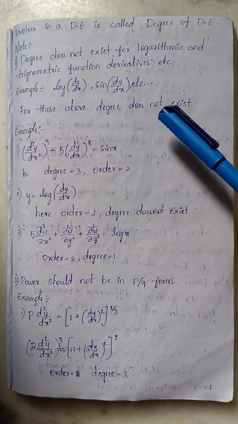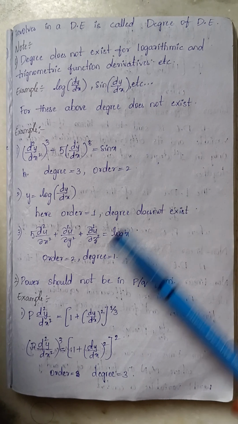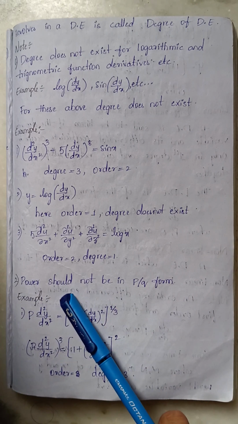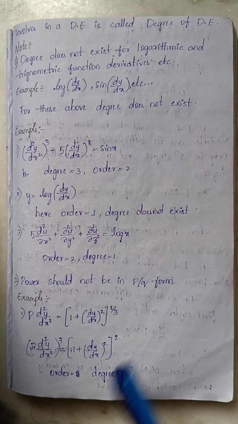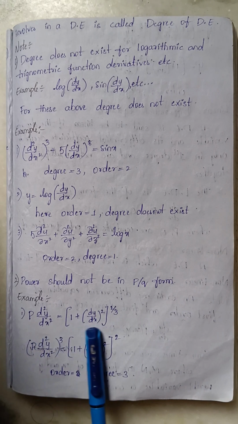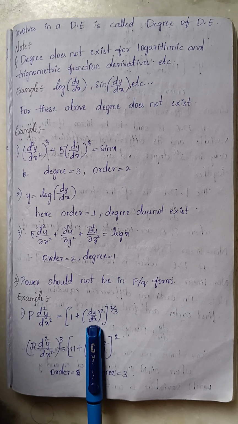And to find the degree, we have another rule, that is, the power should not be in p by q form, that is, it should not be a fraction or decimal. That means suppose one question, a differential equation is given to find the degree.